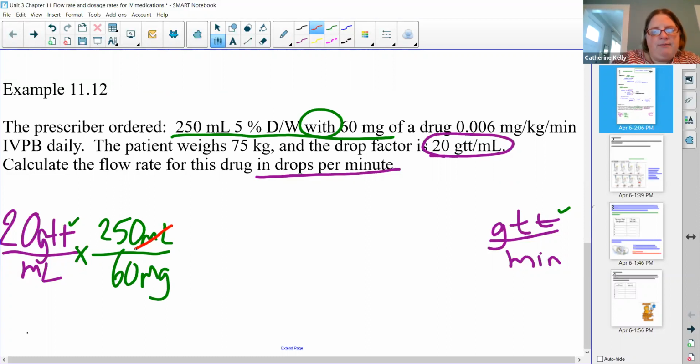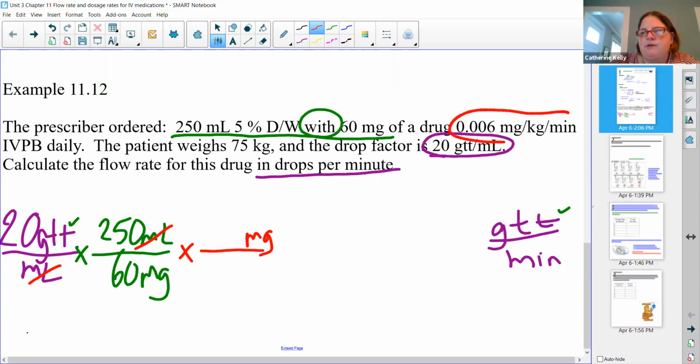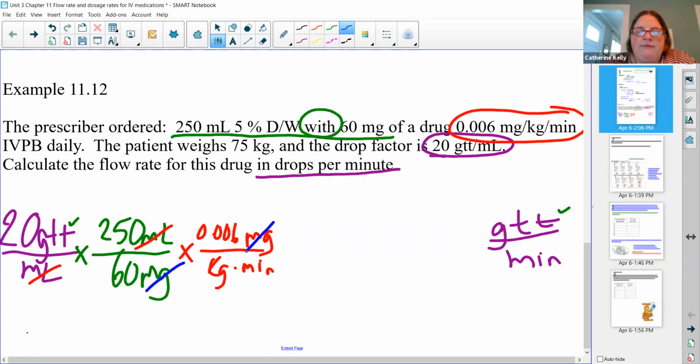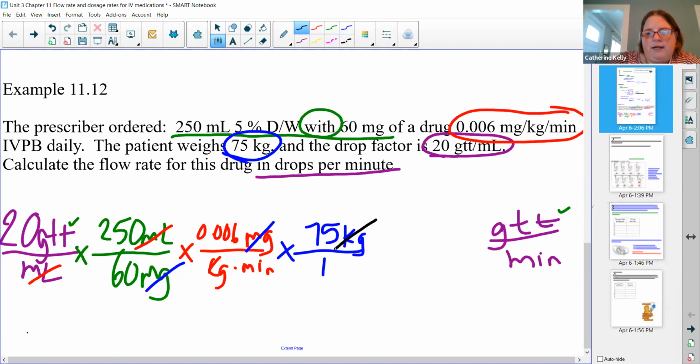When I cancel my units, I'm left with milligrams, but I need minutes. So I'm going to multiply by something with milligrams up here, and I see 0.006 milligrams per kilogram per minute. Then I can cancel my milligrams. But if I answered it now, my units would be drops per kilogram minute, and I just want the minute, so I have to get rid of the kilograms. I look back up and see that this person weighs 75 kilograms. When I cancel the kilograms, I'm left just with minutes, which is what I need.